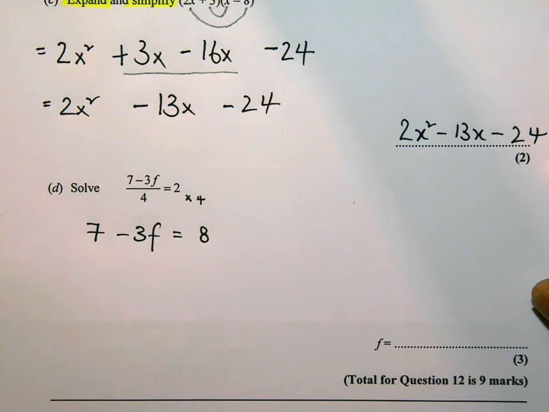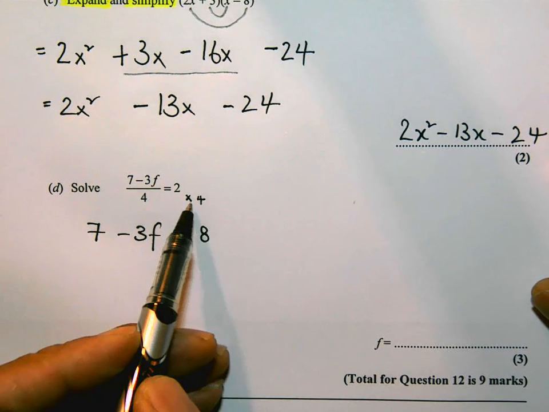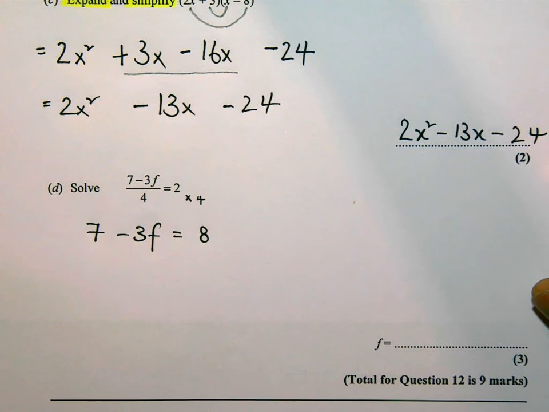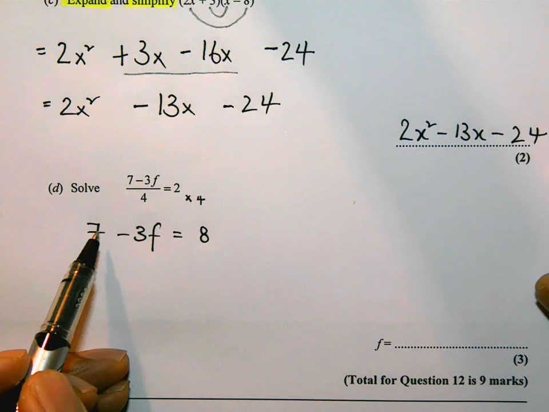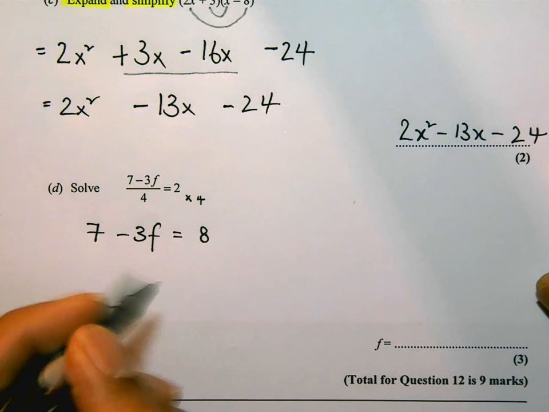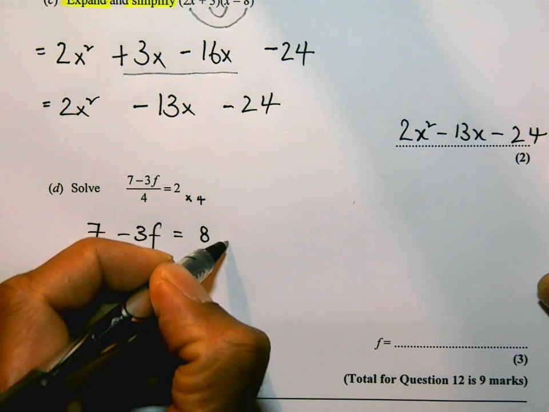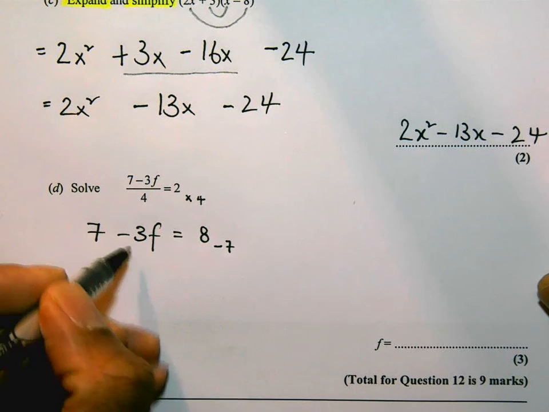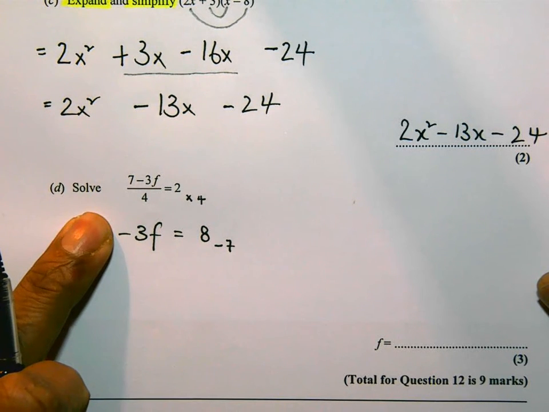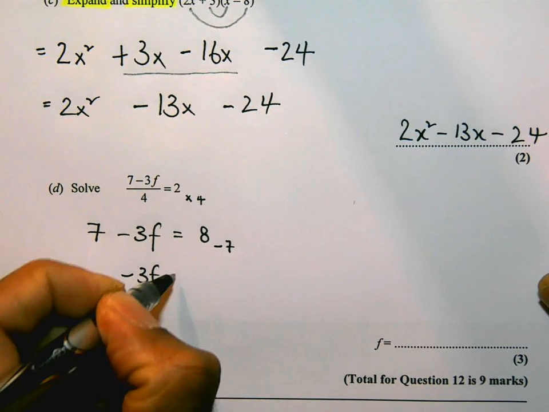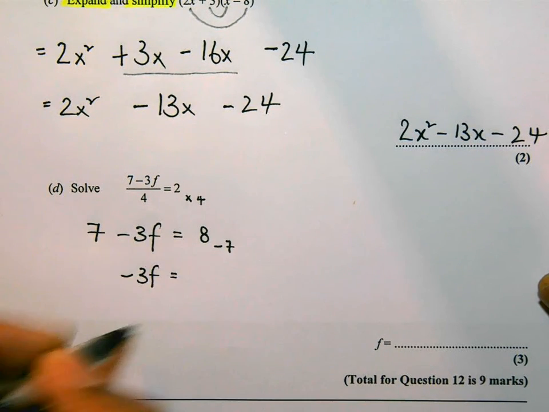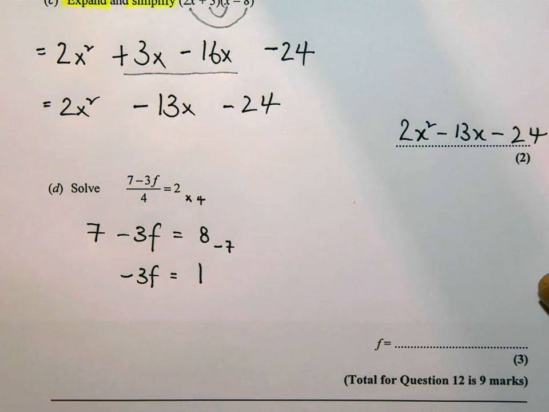Now I need to get rid of that 7, because that's on its own there. That is positive 7. To get rid of that 7, I need to take away 7. What's left behind, when I get rid of the 7, is minus 3f. So minus 3f is equal to 8 minus 7, which is 1. Okay, so far pretty straightforward.